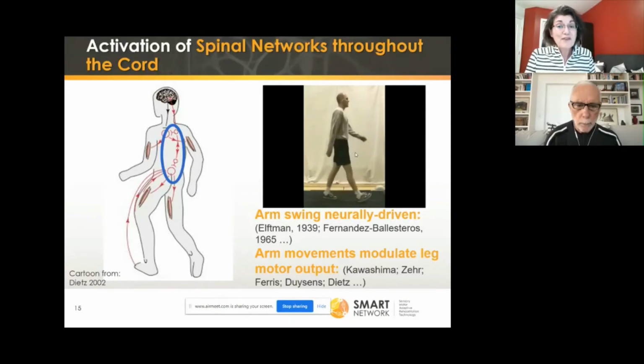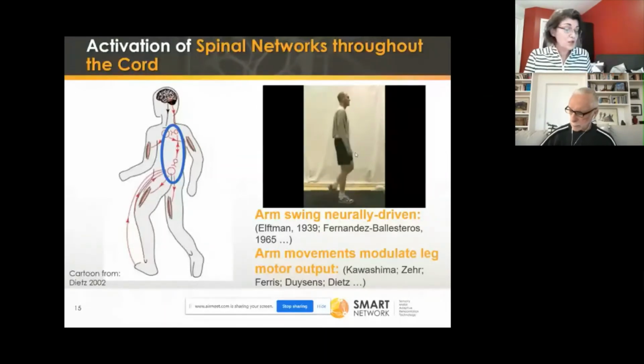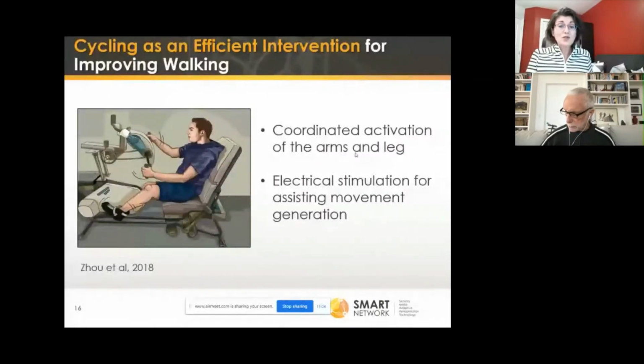However, the arms have not to date been systematically involved in rehabilitation therapies for improving walking. So we wanted to investigate directly whether engaging the arms simultaneously with the legs does indeed lead to functional improvements in walking, even after chronic spinal cord injury. And to deliver the intervention, we decided to use simultaneous arm and leg cycling as an activity-based therapy that is efficient in terms of staff utilization. This intervention allows coordinated rhythmic activation of the arms and legs.